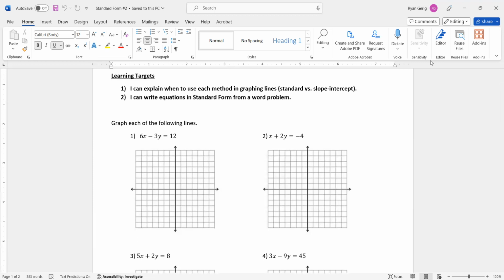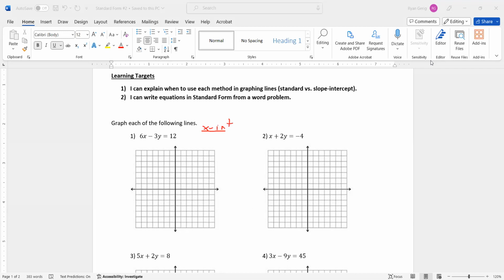So what I'm going to do here with 1 through 4 is try to use intercepts on all of these because they're all in standard form. I'm going to try to use intercepts, which we learned in the last lesson, to figure out how to graph these. All right, so let's go ahead and do that. I'm going to do it kind of quickly.